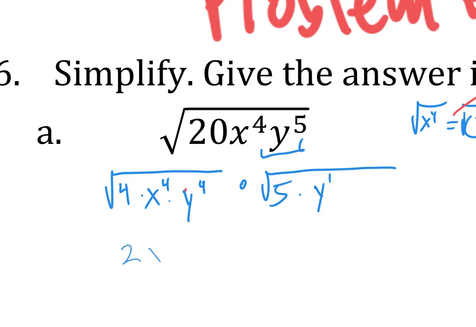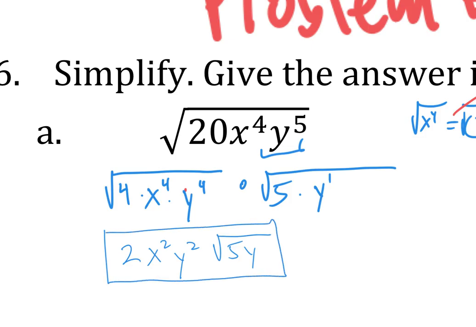Square root of x to the fourth is x squared. Square root of y to the fourth is y squared. Now be careful here. We're not squaring this 4, we're dividing it by 2. Dividing the power by 2. Okay? And the 5y are the things we cannot square root, so we're going to leave them alone. So there it is.